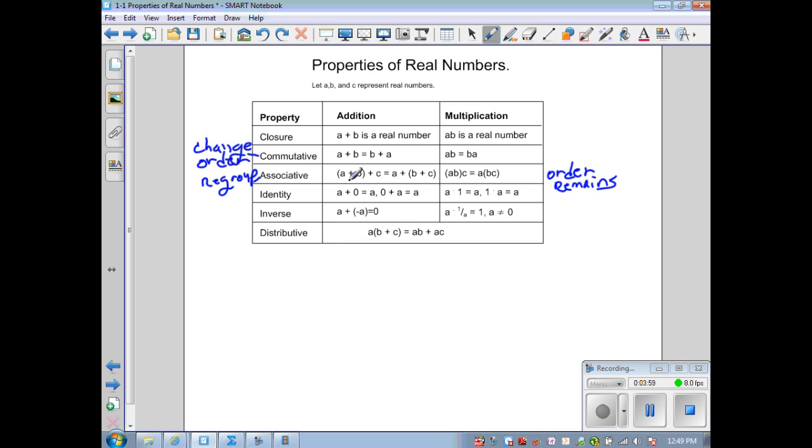So here you can see A, B, and C, and again, A, B, and C. They just grouped the A and B in the first set and B and C in the second. Again, A, B, C on both sides. They just regrouped the A, B, and the B, C.